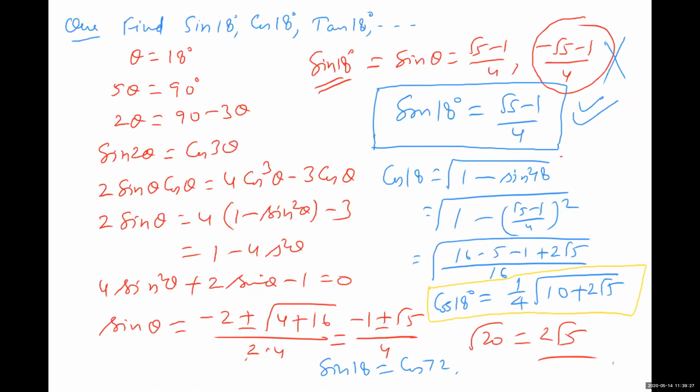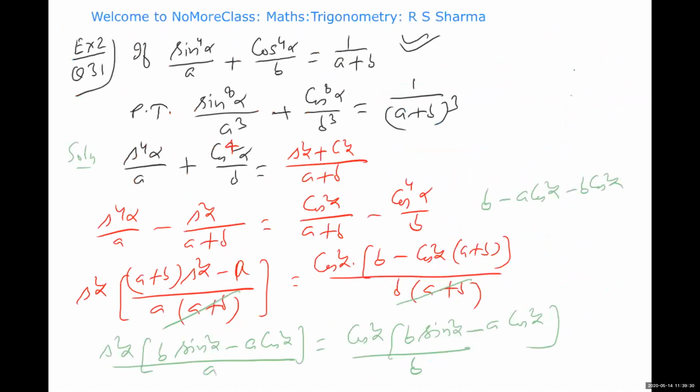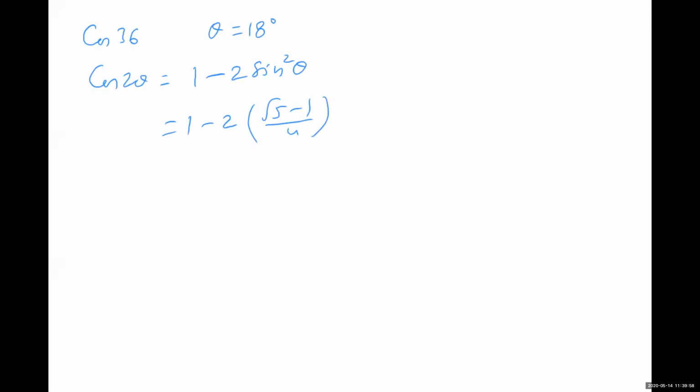For example, I want to calculate cos 36. So here, let us take theta is equal to 18 degree. So cos 2 theta is equal to 1 minus 2 sin square theta. So 1 minus 2 times under root 5 minus 1 upon 4 whole square.